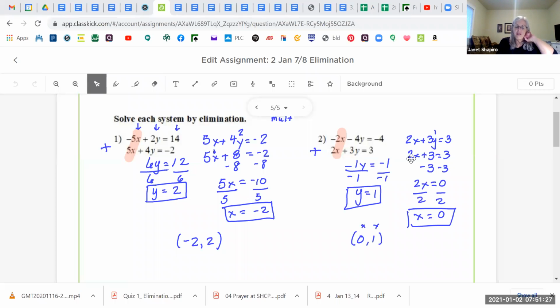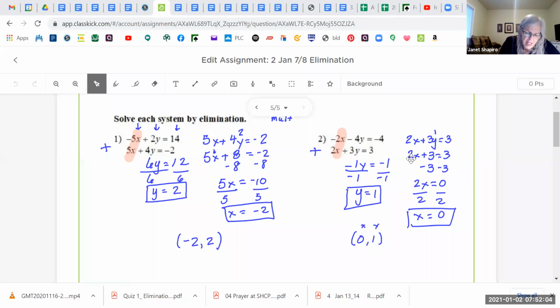All right. Next one. When I look at this, my x's aren't going to cancel, but I notice they're both a positive 2x. If one of them was a negative 2x, then they would cancel. Again, I can do anything to an equation as long as I do the same thing to both sides. So I'm just going to multiply this first equation by -1. That'll change my positive 2x to a negative 2x, and then they'll cancel. So I get -2x plus 2y and a -4.